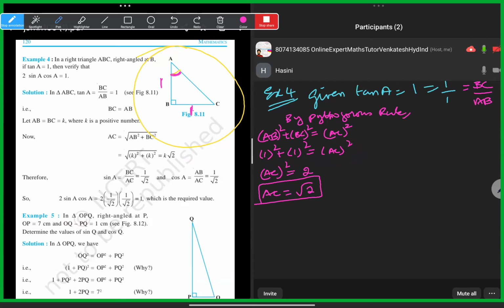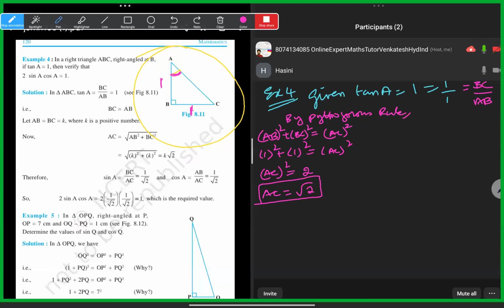So now, since AC also we got it, they're asking us to verify that 2 sin A cos A is equal to 1. Means they only said that we should get the answer as 1 after doing 2 sin A cos A.